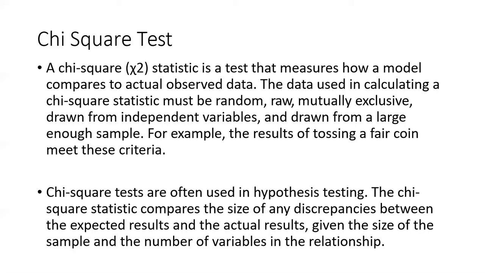The chi-square test statistic compares the size of any discrepancies between the expected results and the actual results. Any sort of discrepancies, the size is determined. It compares the size of the discrepancy between the actual results and expected results, given the size of the sample and the number of variables in the relationship.